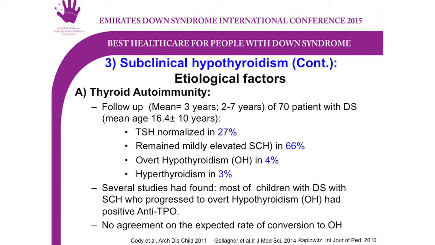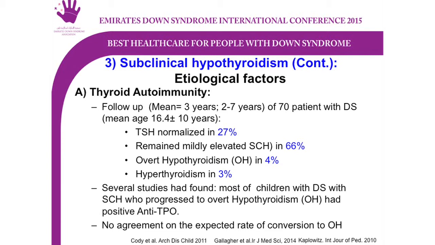A follow-up of 70 patients with Down syndrome in Italy revealed that among those with subclinical hypothyroidism, where T4 is normal and TSH is elevated, up to 27% of them normalized their TSH.